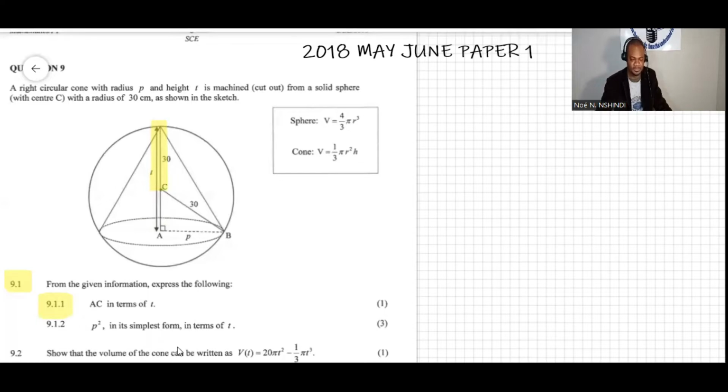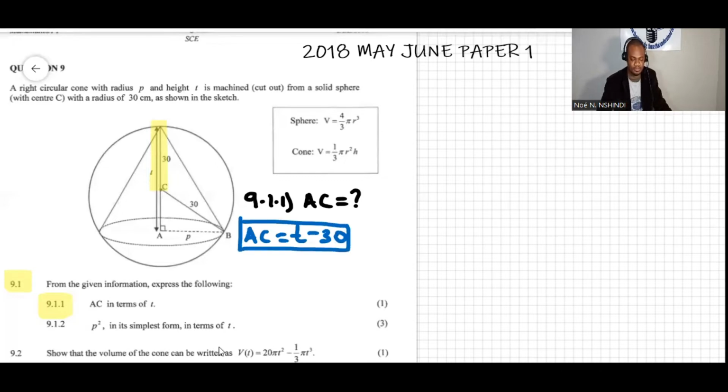Okay, question 9.1.1. We're looking for AC. So we can say that AC is just T, the whole thing, minus 30. Okay, so it's T minus 30, that's AC. Now, that was question 9.1.1. Now, the following question is 9.1.2.